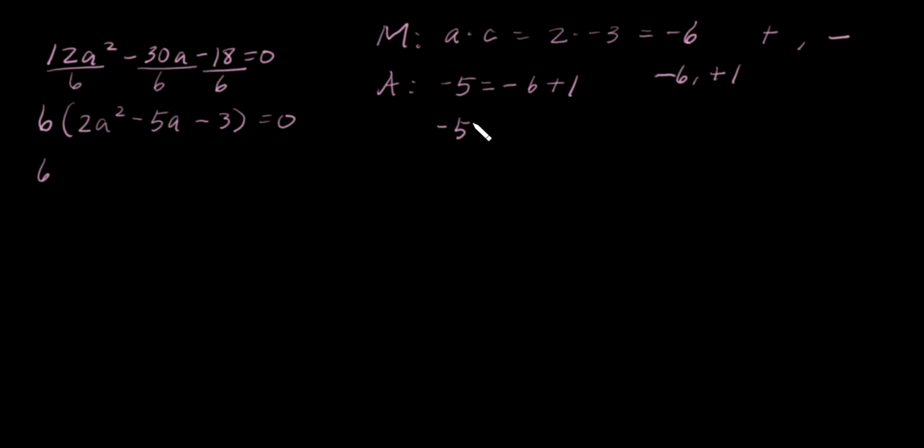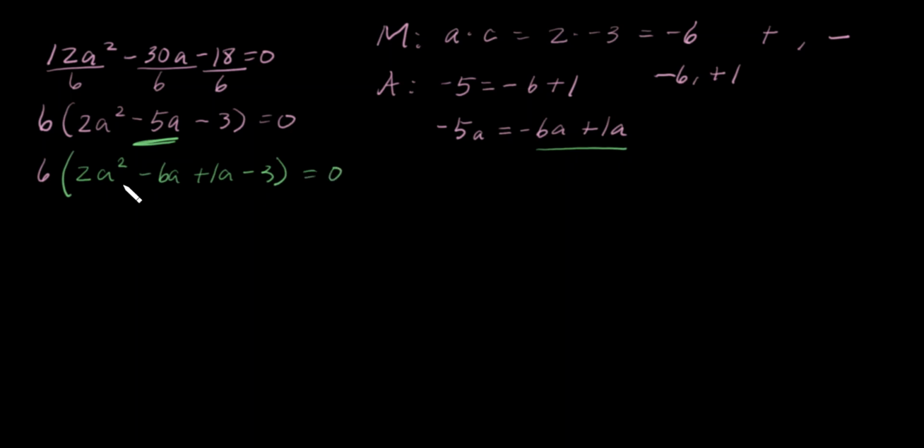So I'm going to go ahead and rewrite that with the variables, and then replace this middle term with these two terms. So it's going to end up as 2a squared minus 6a plus 1a minus 3 equals 0. We're just going to concentrate on what's inside of the parentheses. I can put the 6 later, or since it equals 0, divide both sides by 6 and get rid of the 6. But I'm going to focus on what's in here.